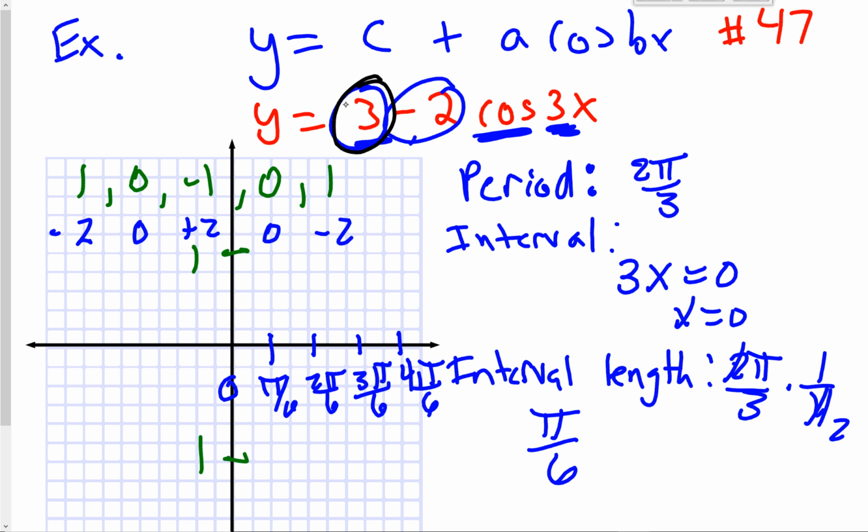And sometimes it's at the beginning, sometimes it's at the end. So I'm going to add 3 to this. So that's going to get me 1. I'm going to add 3 to this. So that's going to get me 3. Add 3 here. I'm going to get 5. Add 3 here. I get 3. Add 3 here. I get 1.